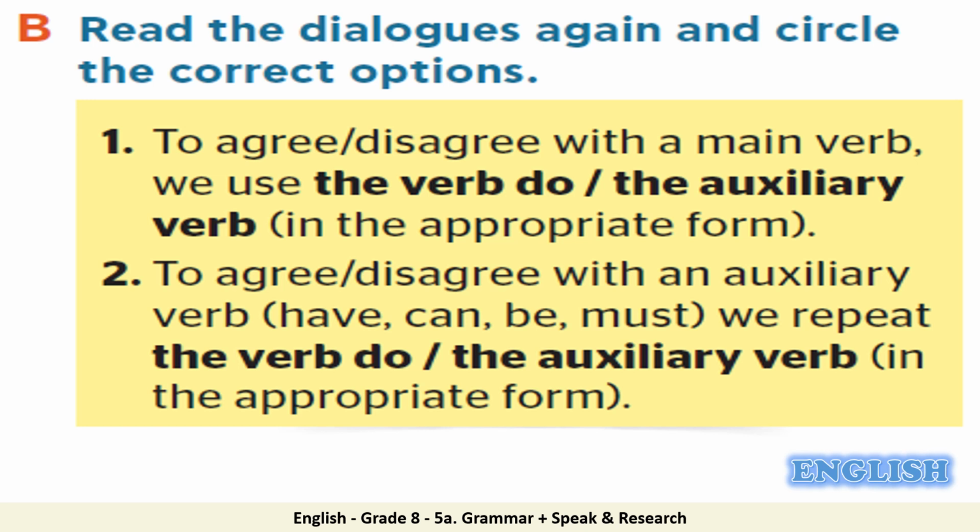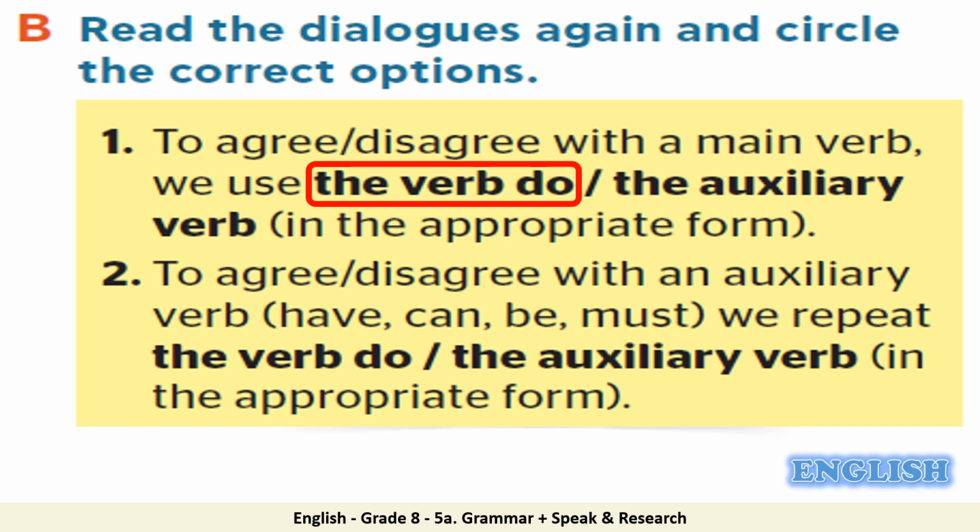Let's move to activity B now. Read the dialogues again and circle the correct options. 1. To agree or disagree with a main verb, be careful about this, please. Main verb. We use the verb do or the auxiliary verb. Which one are you going to choose? Well done. Of course we use the verb do because we are using it instead of the main verb.